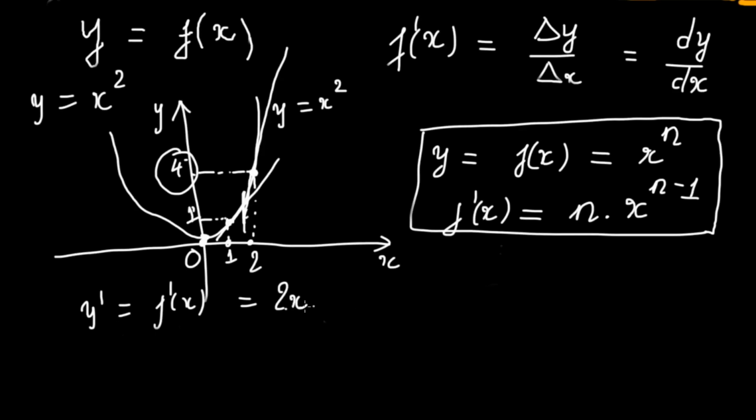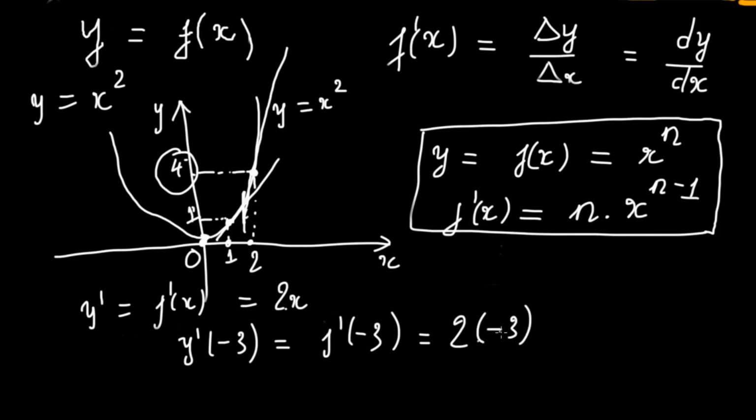How about the derivative of this function at x equal negative 3? Let's find out. y prime of negative 3 equal f prime of negative 3 equal 2 times x, and x here is negative 3. You put it here. So 2 times negative 3, you got negative 6. We have negative 3 in here, right? When x equal negative 3, y equal negative 3 squared equal 9. So the point is negative 3 and 9.